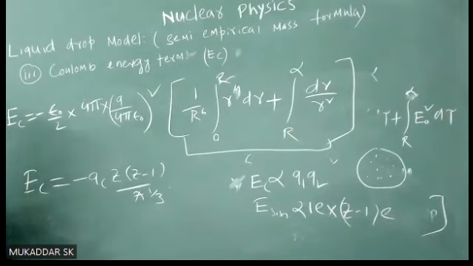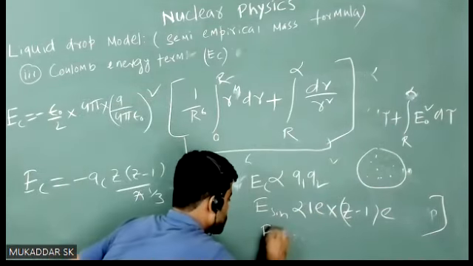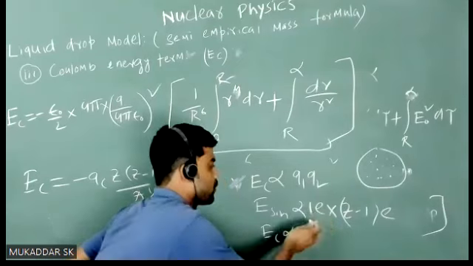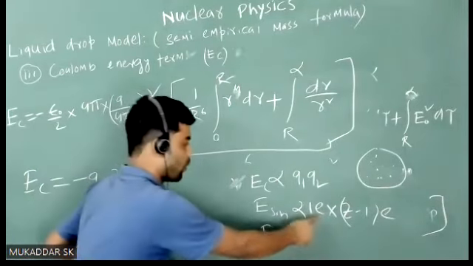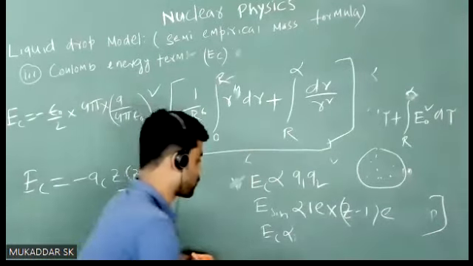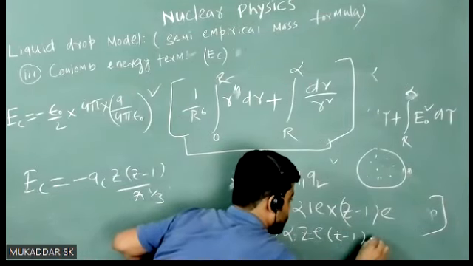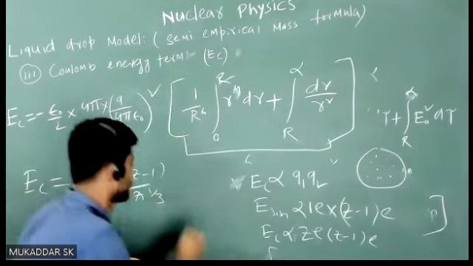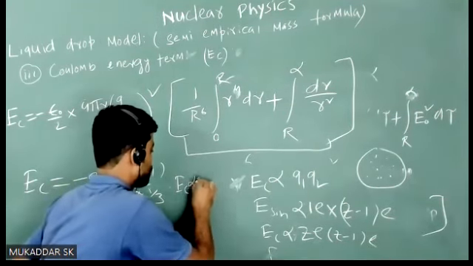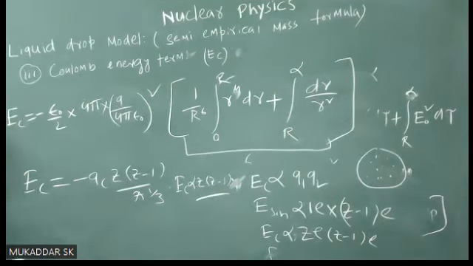Yes, sir. Okay. Now what will be the Coulomb energy of the whole nucleus? We sum over all charges. For a single proton it is 1e into Z minus 1e. How many protons are there? Z protons. So for the whole nucleus it will be ZE into Z minus 1e. So you can say that EC is proportional to Z into Z minus 1. Is it clear? So I told you how it came. Yes, sir.